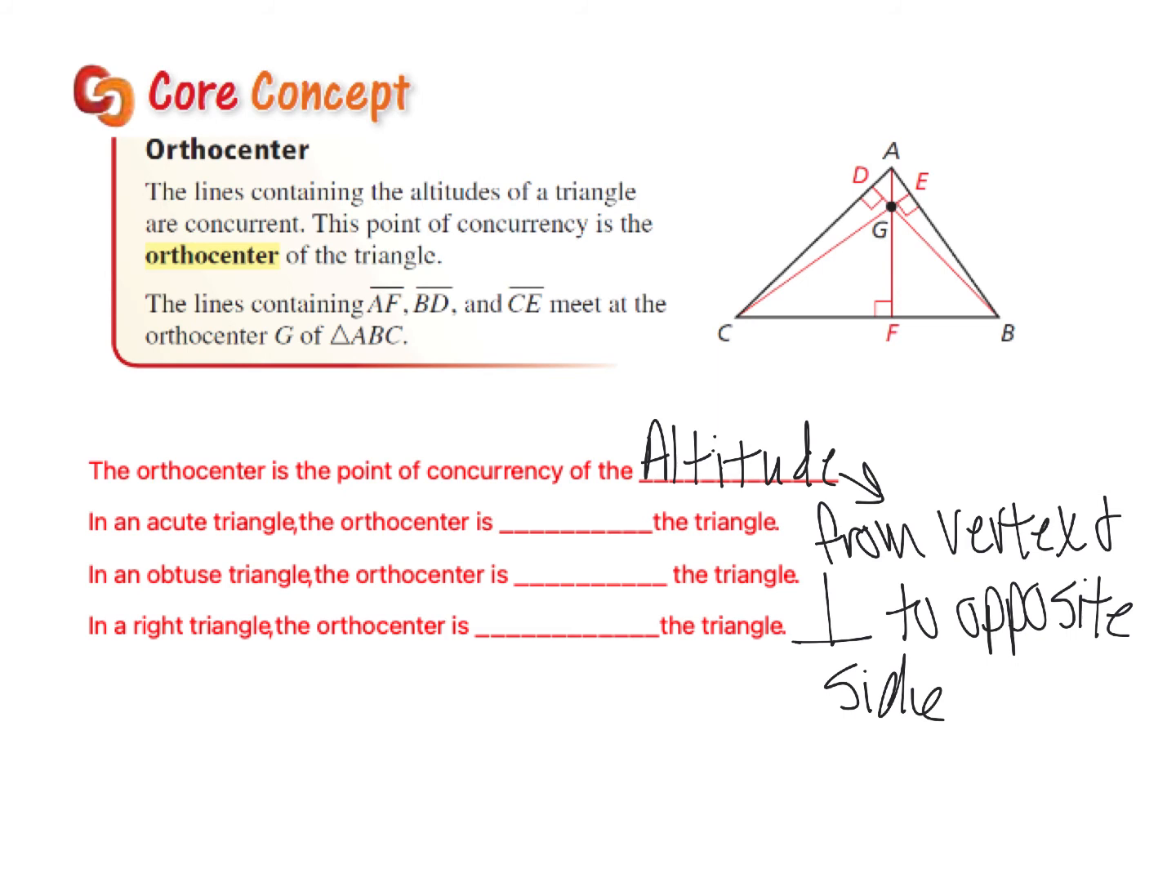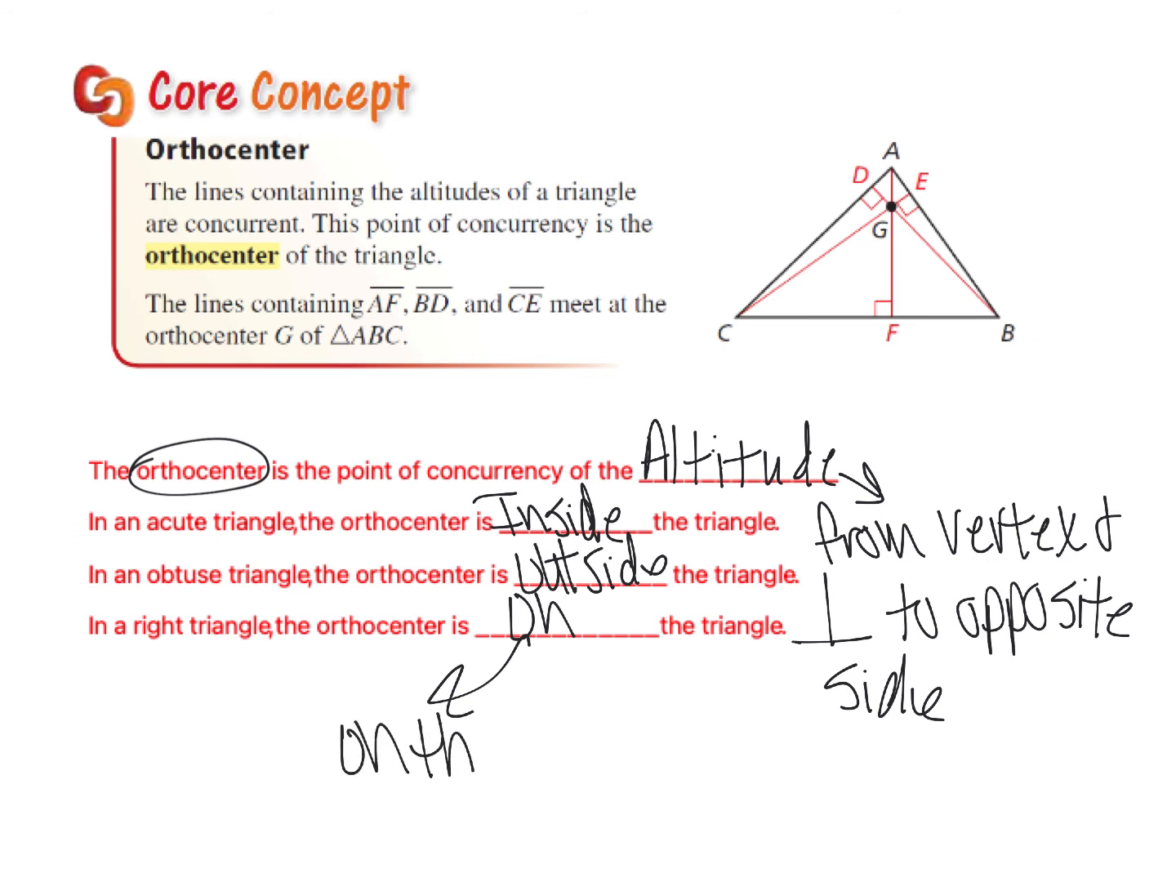Okay, so that orthocenter is where the altitudes meet. In an acute triangle, the orthocenter, just like the circumcenter, was inside. Okay, obtuse, it's outside. And on a right triangle, it's on the triangle, but not just anywhere on the triangle. And remember when we had circumcenter, it was on the hypotenuse. This time it is on the right angle. And you should have discovered that yesterday when you did your GeoGebra activity.